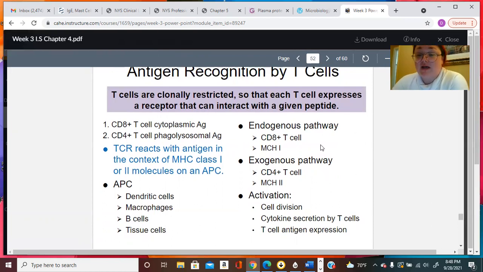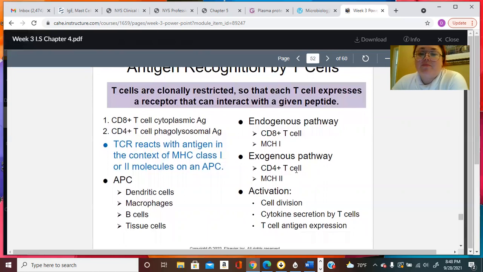One thing that's new here is endogenous versus exogenous pathway. What's the difference between them? Well, you'll notice that the endogenous pathway is associated with our cytotoxic T cells, our CD8s, right? Our CD8s, of course, are associated with MHC1 molecules. This is a little backwards, but that's okay. And then our exogenous pathway is associated with our helper T cells, which is associated with our MHC class 2 molecules, right?